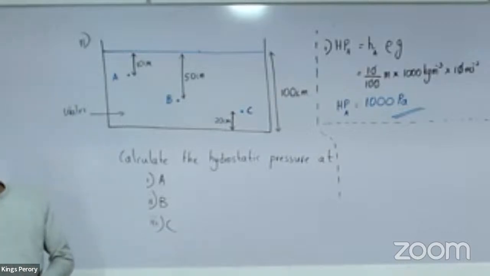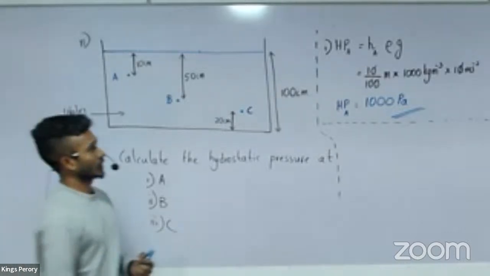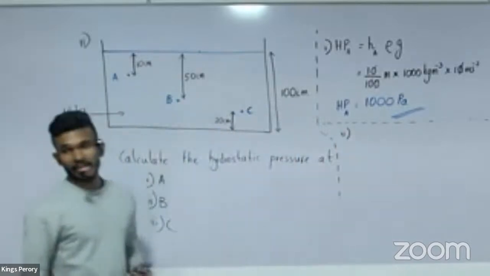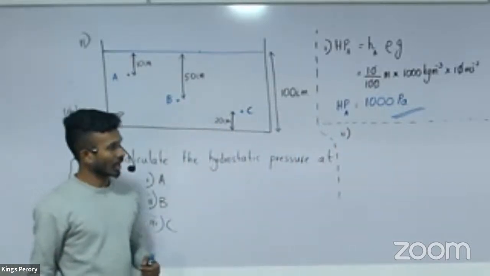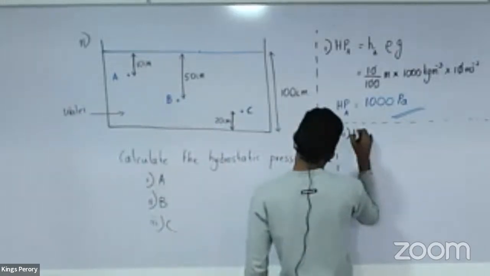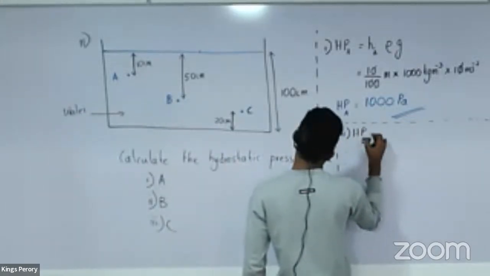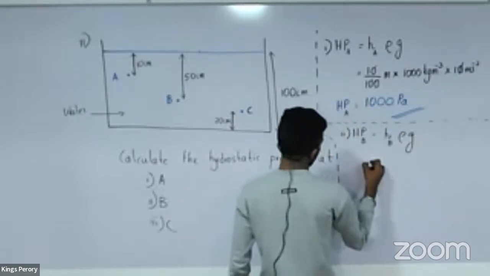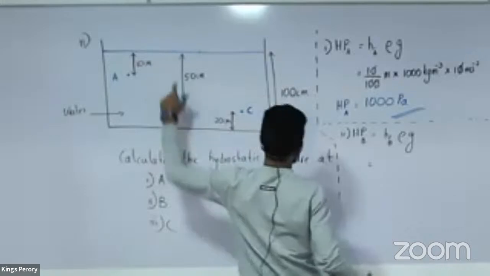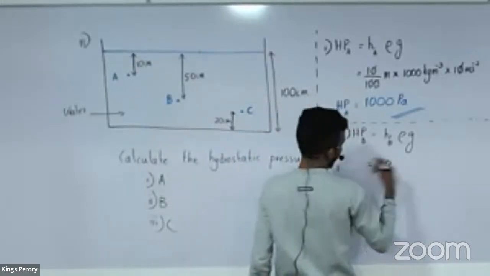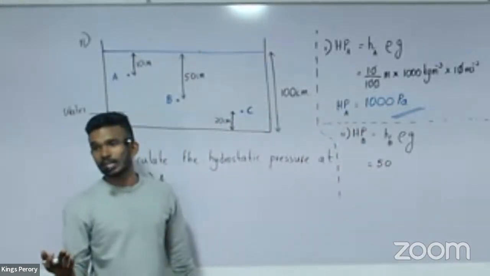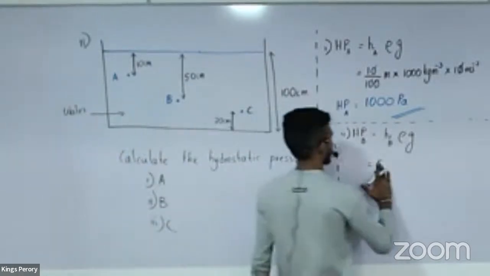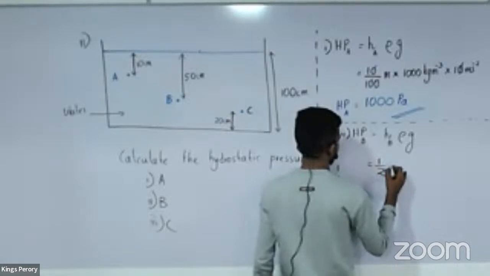Question 2. What's the answer? Hydrostatic pressure at B. We'll work it. Hydrostatic pressure at B, h rho g. What is the depth? 50 centimeters, that you directly tell me. 50 centimeters is how much in meters? Half a meter, no? In one shot we can write half a meter.